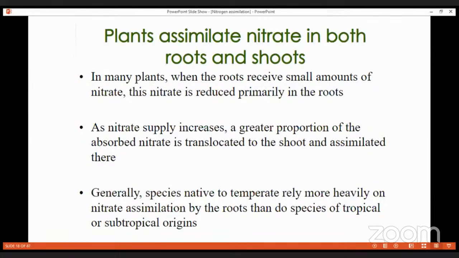Now we have converted the nitrate up to the ammonia. So plants assimilate nitrate both in the root as well as in the shoot. So in many plants, when the root receives a very small amount of nitrate, the nitrate is reduced primarily in the roots only. It is not moving upwards. If a little amount is present, it is utilized in the root itself. But as the nitrate supply increases, a greater proportion of the absorbed nitrate is translocated to different parts, like it is transported to the shoot and assimilated there for various uses. So generally, species that are native to temperate regions rely more heavily on nitrate assimilation by the roots than species of tropical or subtropical origin, because of the temperature difference.